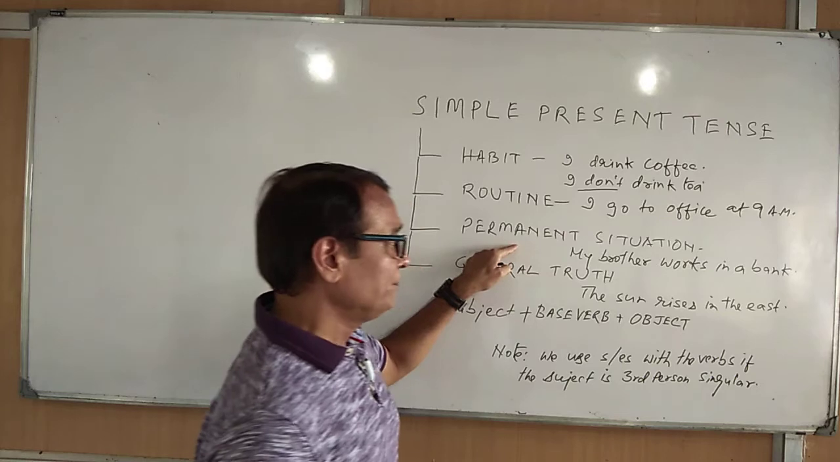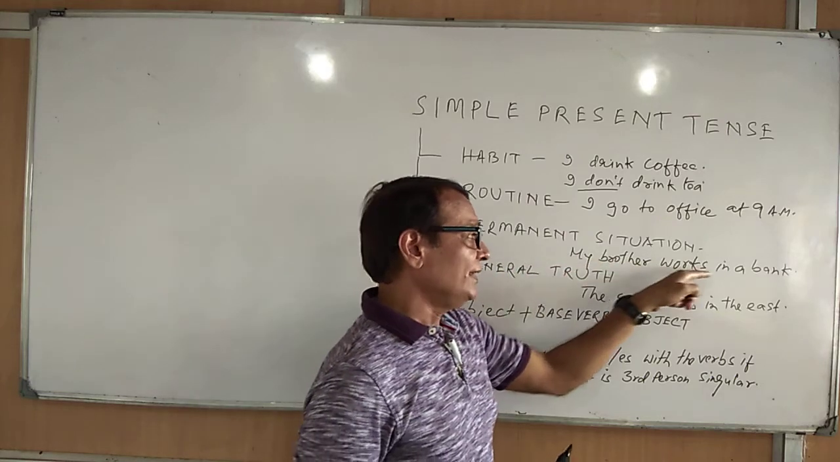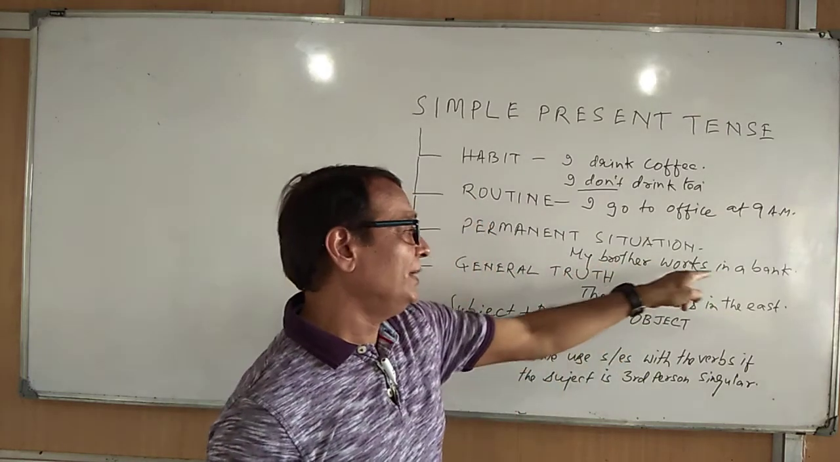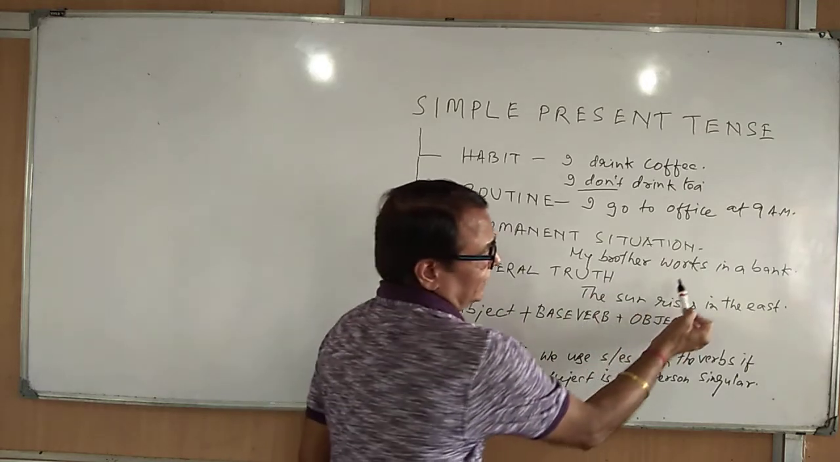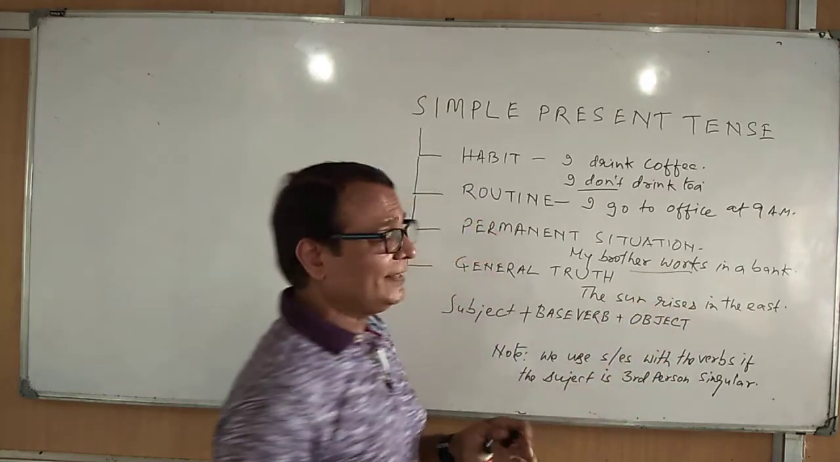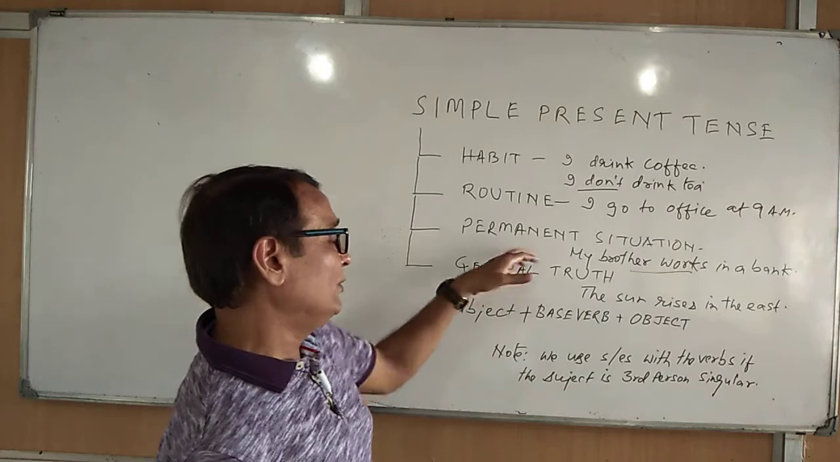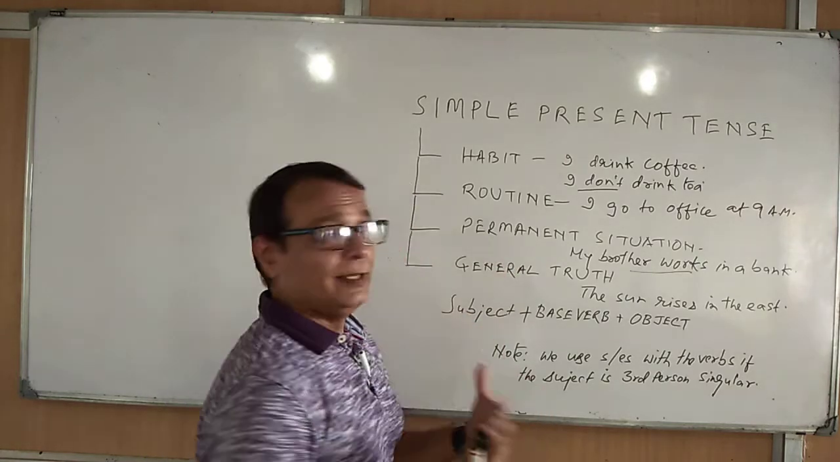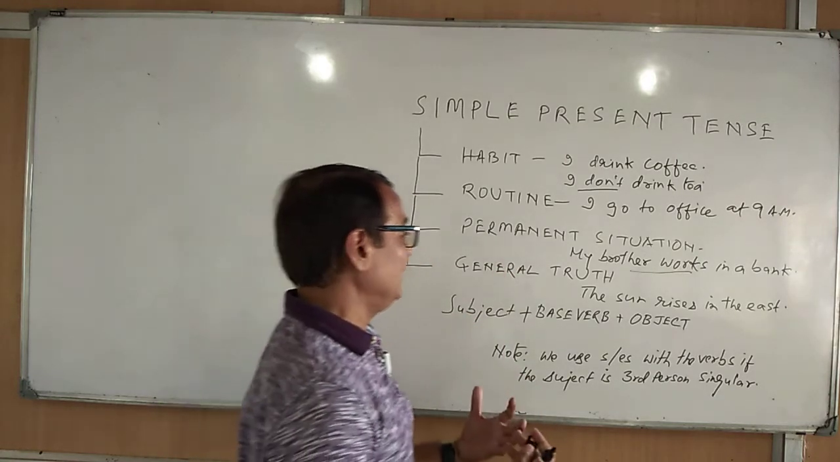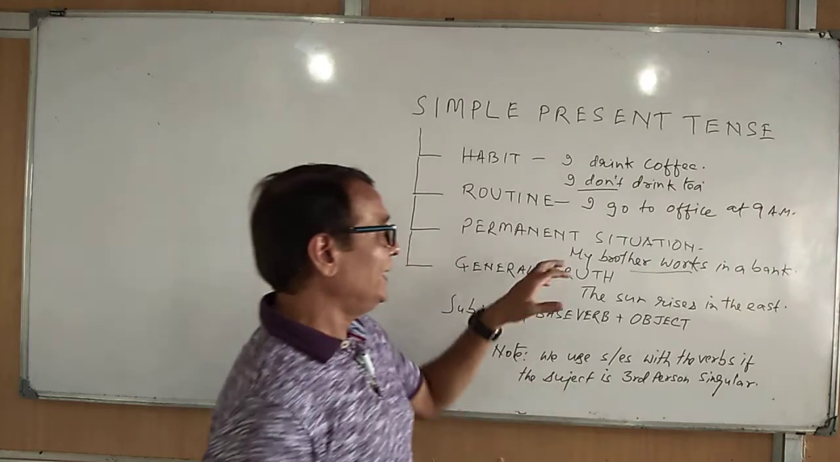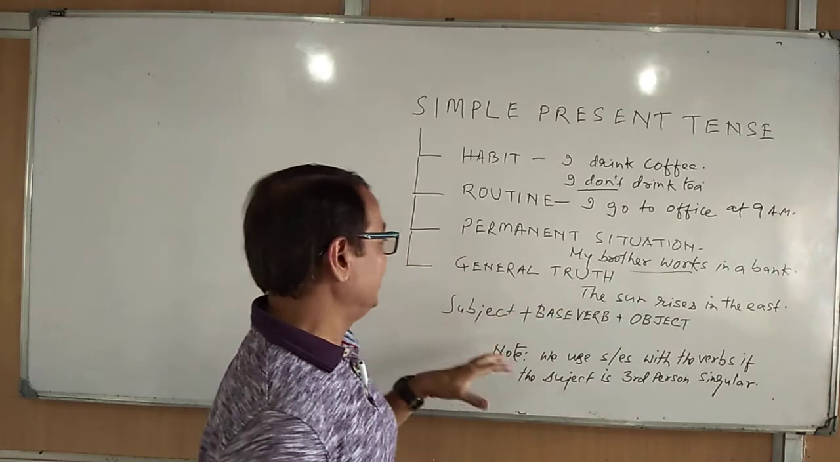Permanent situation. My brother works in a bank. Here, working is a permanent situation. It doesn't work for a day or two. He works lifetime. Maybe before retirement, he'll be in a bank only as a banker. So here I am using my brother works in a bank.